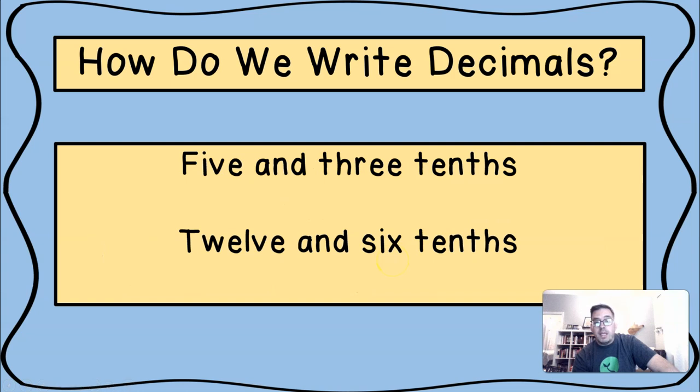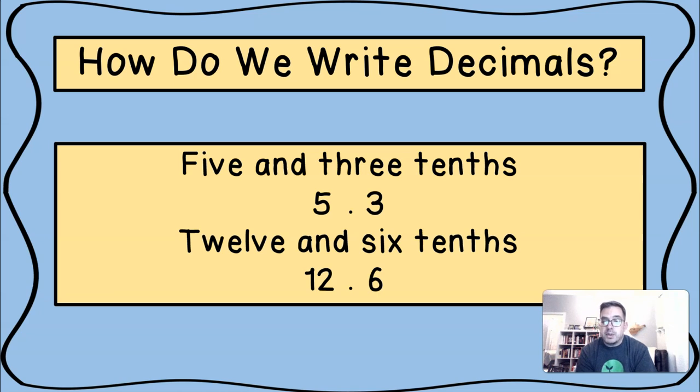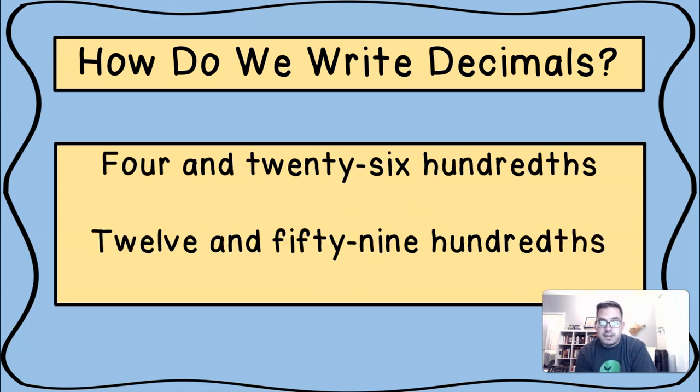So how do we write this? Well, you can see here we have it first off written in word form, 5 and 3 tenths. So when we write this in standard form, we're going to write our number 5. We have that word and, so we're going to put a decimal point. And then because it's 3 tenths, only one digit's needed, a 3. 5.3. 12 and 6 tenths, 12, decimal point, 6.